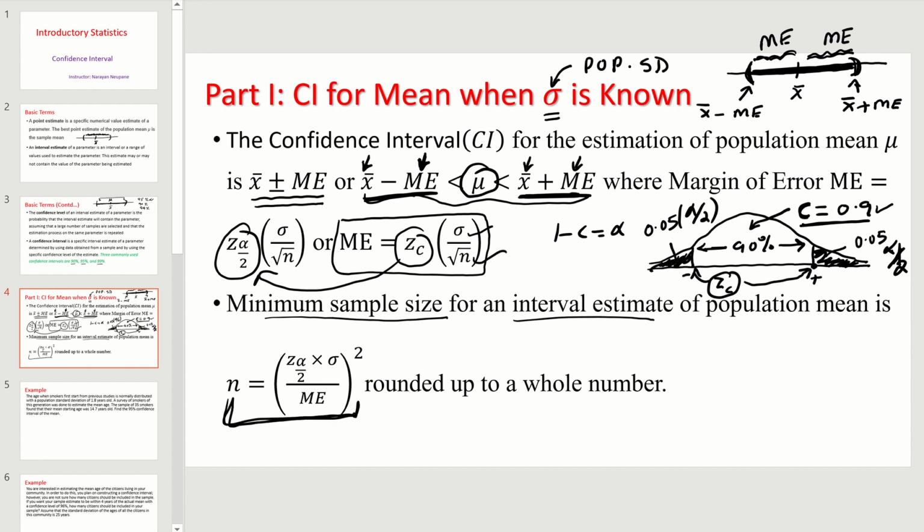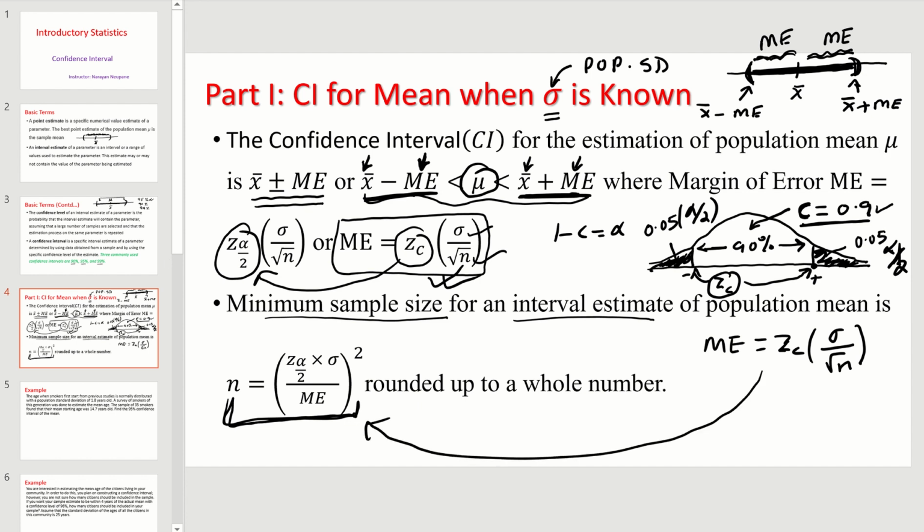We can obtain this formula from this equation here. You have margin of error equal to z sub c, or you can write z alpha over 2, times sigma, the population standard deviation, divided by the square root of the sample size. If we simplify this equation, we'll get this. This will give you the size of the sample for an interval estimate of the population mean.